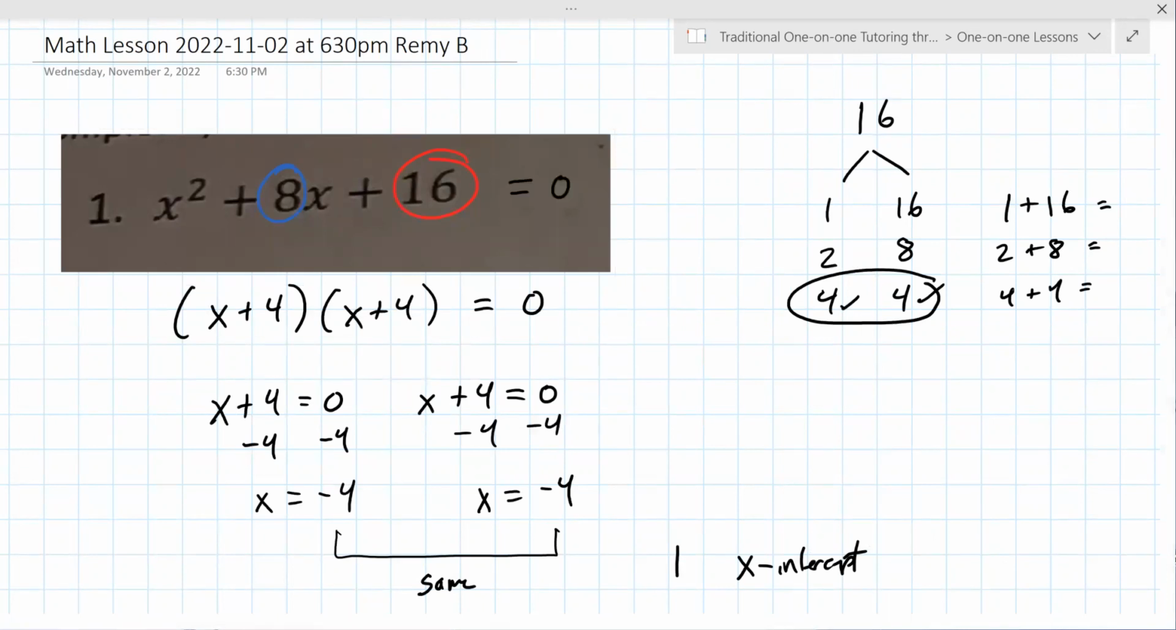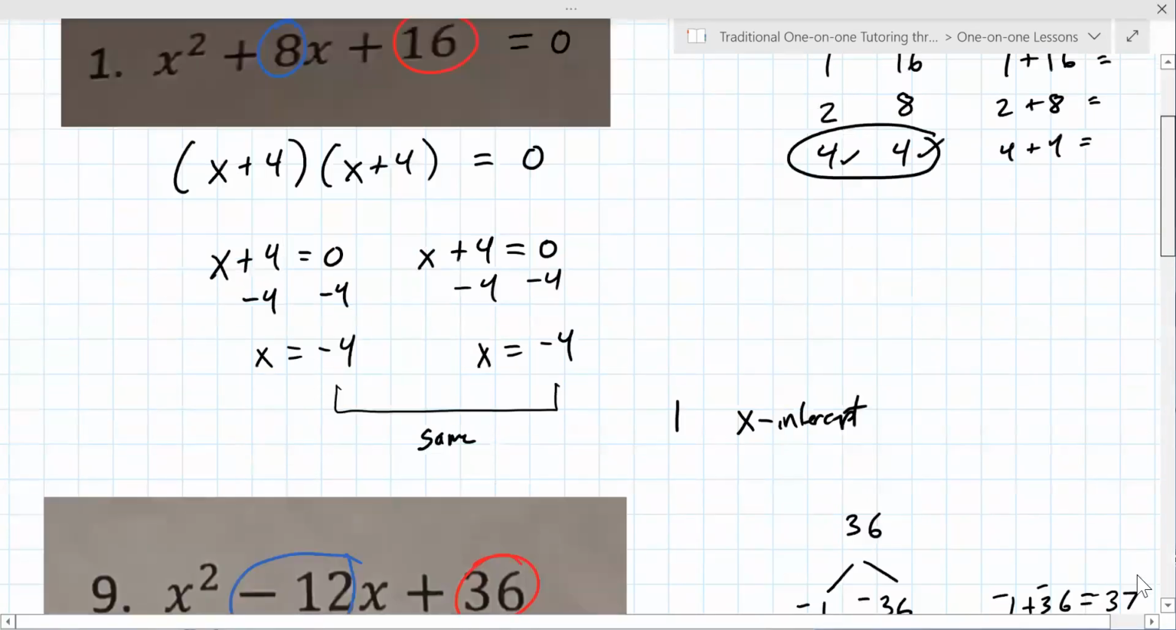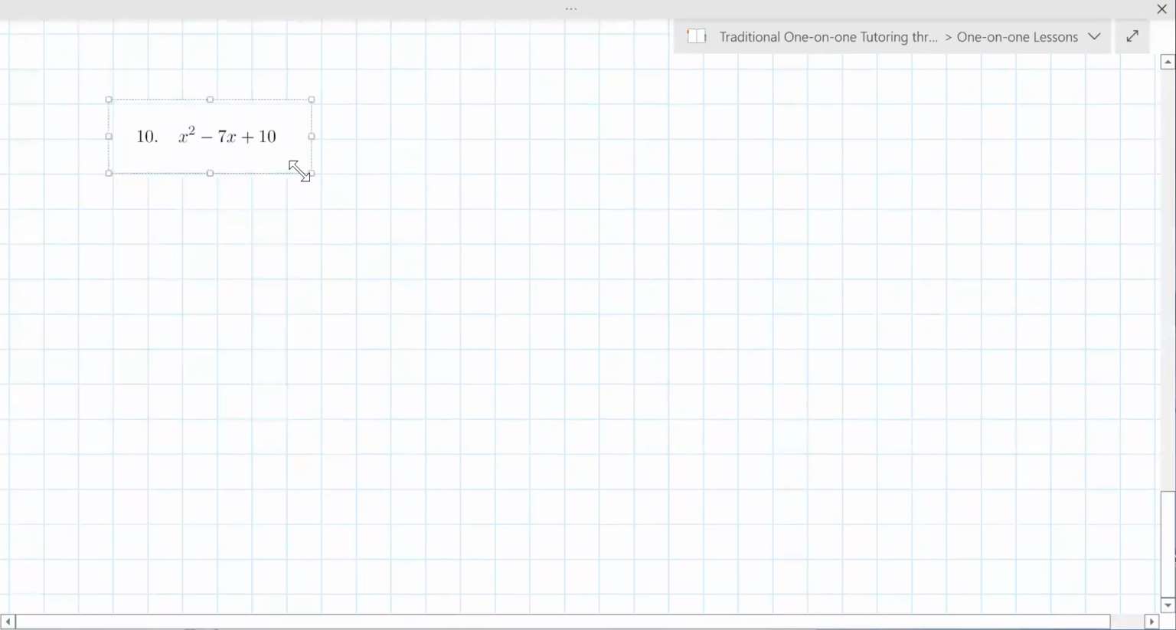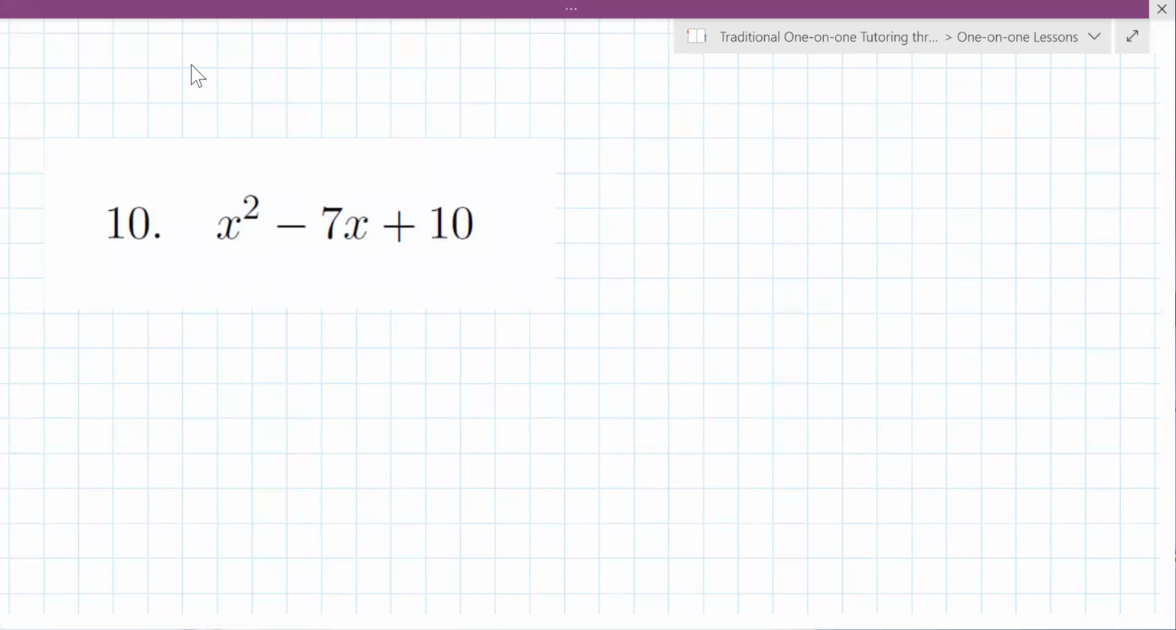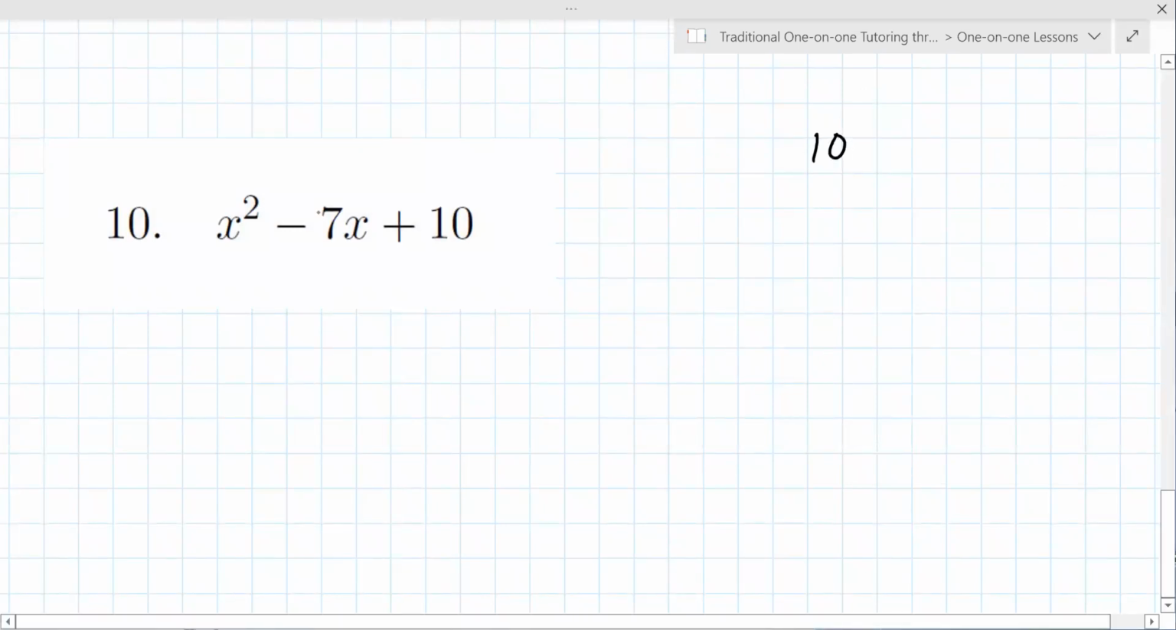Okay. The next case you want to learn is the one that I was starting to work on, and then I realized this is the first time you've ever seen this. So we need to backtrack a little bit. This is the minus-plus case. See how it goes minus and then a plus. So you need two numbers that multiply to positive 10, but they now have to add up to a negative number, -7. So this is where you don't do 1 and 10, you do -1 and -10. They're both negative.